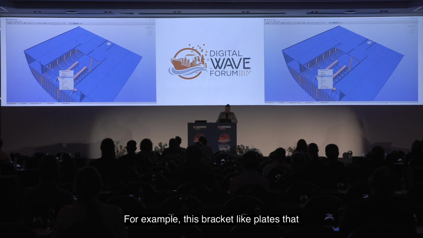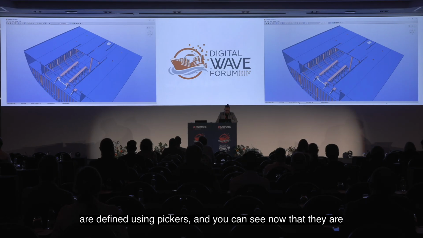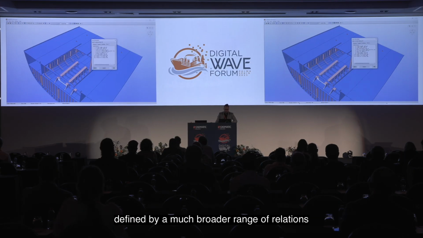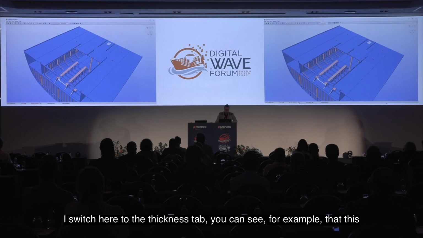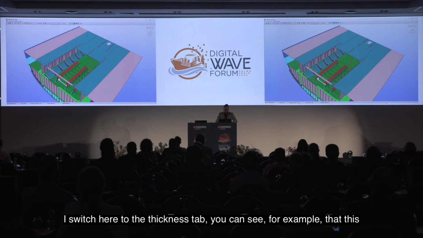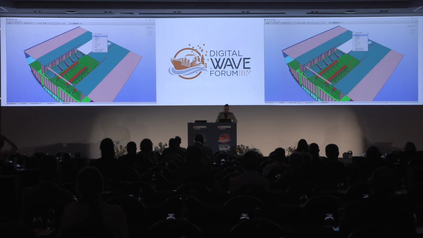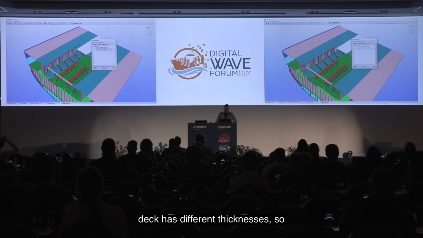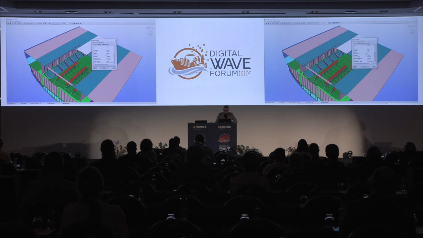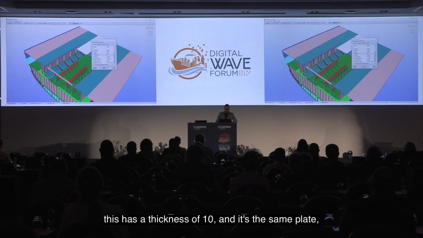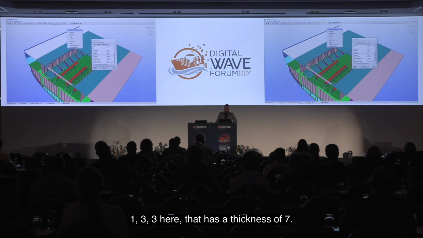For example, these bracket-like plates that are defined using p-curves, and you can see now that they are defined by a much broader range of relations, with more topological relations. As well, if I switch here to the thickness tab, you can see, for example, that this deck has different thicknesses. So this has a thickness of 10, and it's the same plate 133 here that has a thickness of 7.